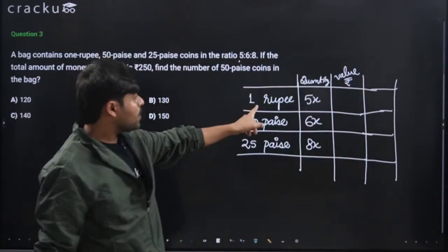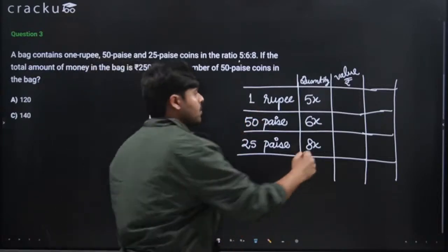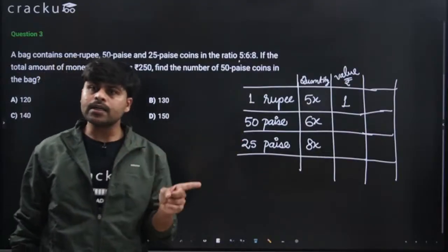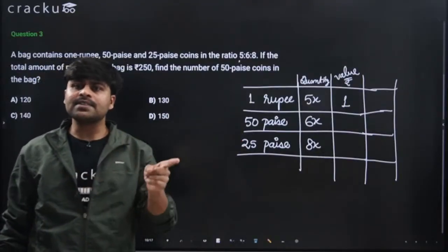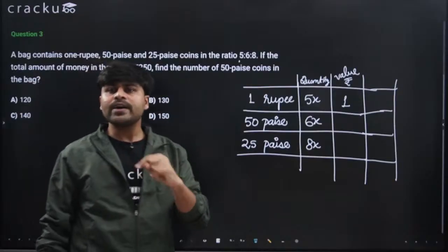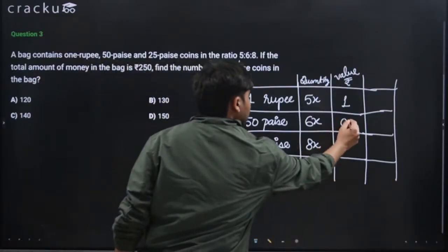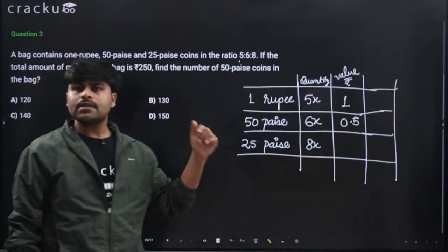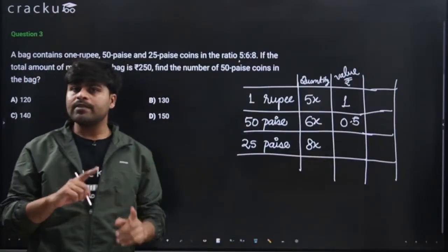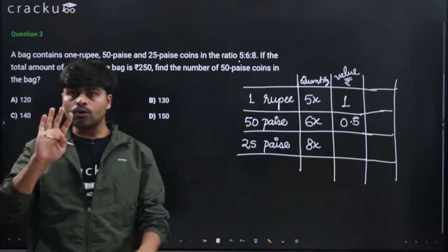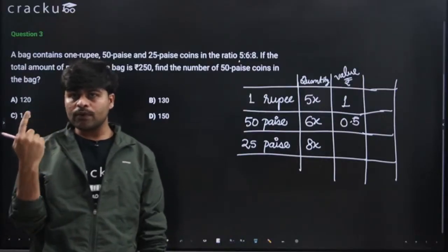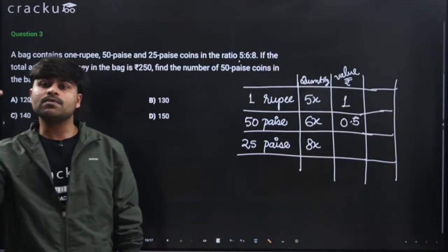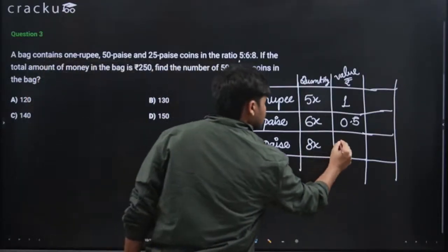So what is 1 rupee equivalent to? 1 rupee is just 1 rupee. So it's just 1. 50 paise, we know there are 100 paise in 1 rupee, so 50 paise is half rupee, 0.5 rupee. So the value here is 0.5. 25 paise we know is 1/4 of a rupee because 25 times 4 is 100. So 4 25 paise coins will make up for 1 rupee. So 25 paise is nothing but 0.25, which is 1 by 4 rupee. So this is 0.25.